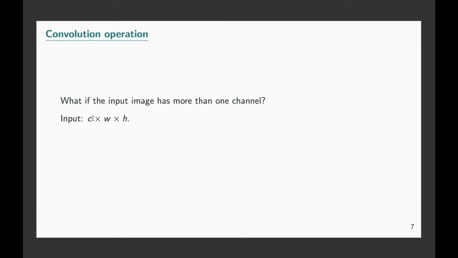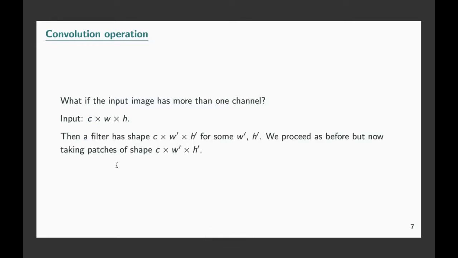In general, we have a C times W times H image. C, we can think that they are the colors, but not necessarily. And then in this case, the filter, instead of being a standard matrix, is just a rank 3 tensor, so some tensor with this shape. So W prime and H prime will usually be 3 or 5 as before. And then we proceed as before, but now from the image I, we take patches of this shape.